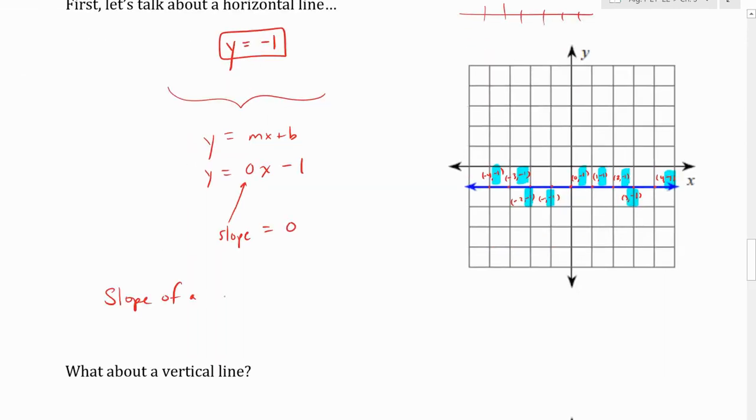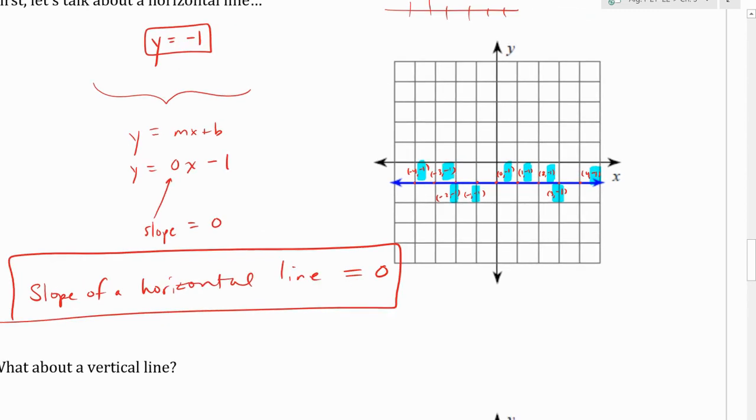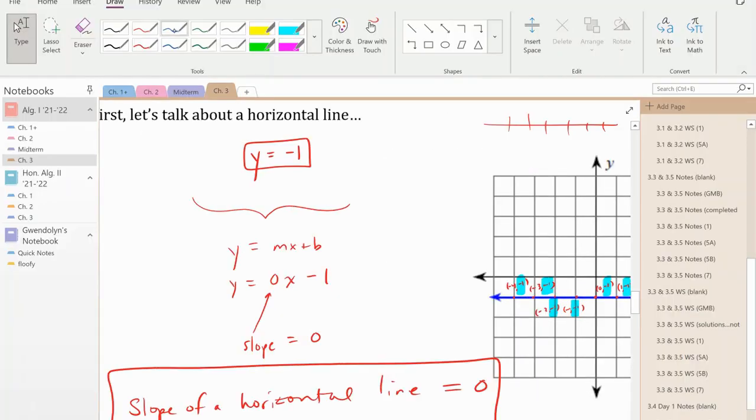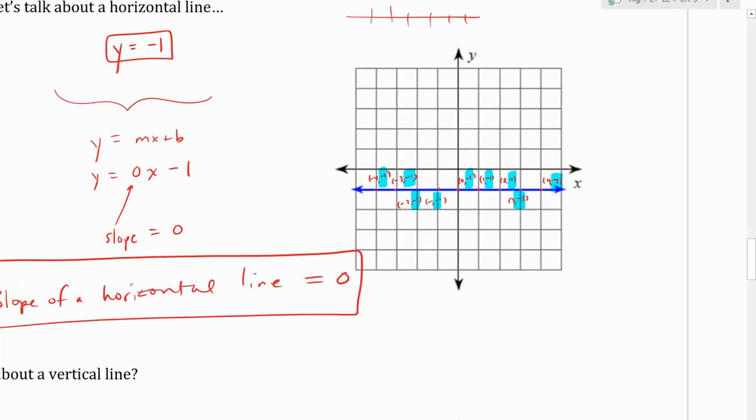Slope of a horizontal line is 0. Big time. That's important. And you can see it too. If you pick points on here, like let's say we pick this one and this one, to get from one to the other, rise over run. Well, there is no rise, but there's a run of 1, 2, 3, 4.